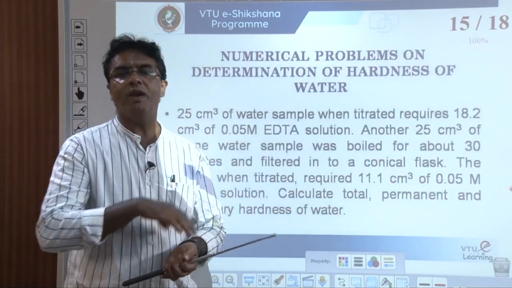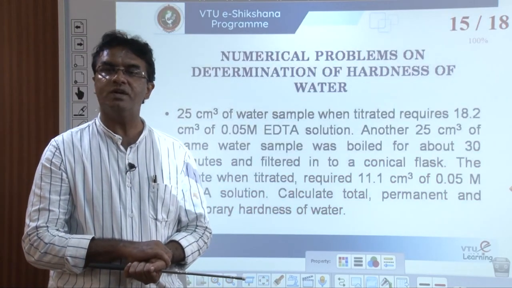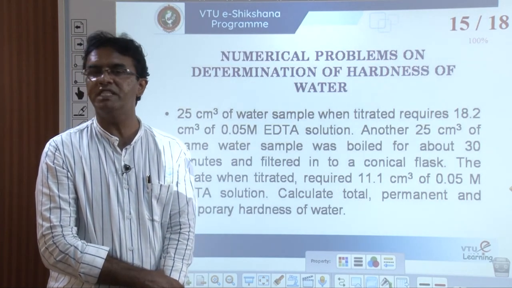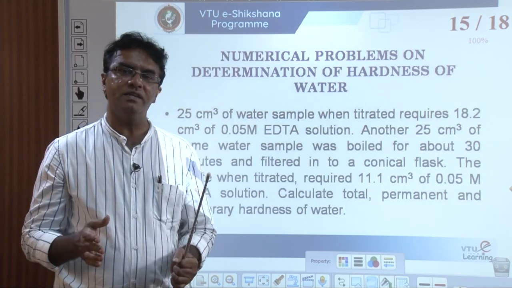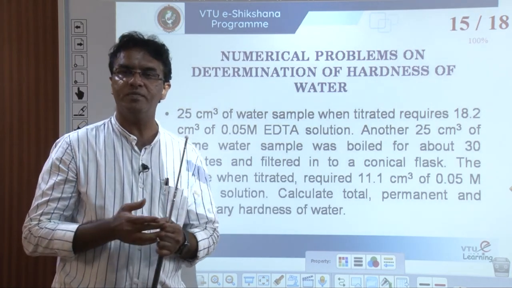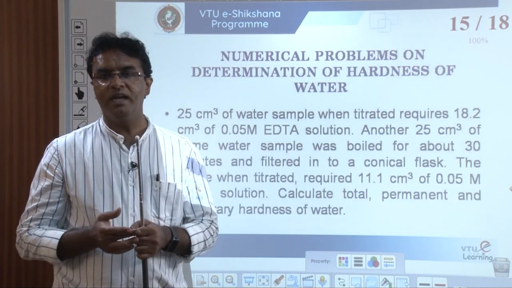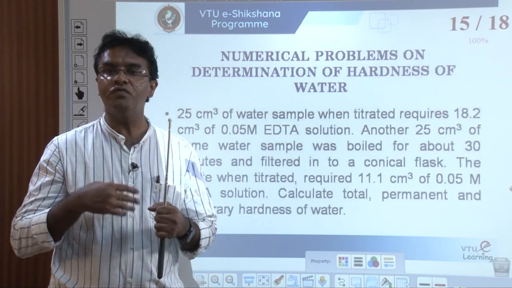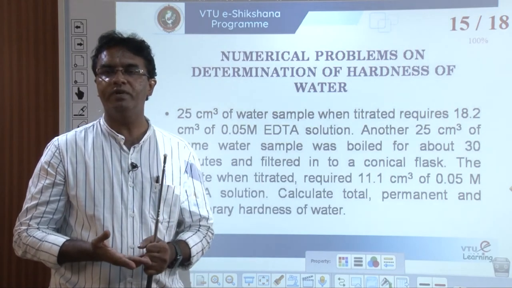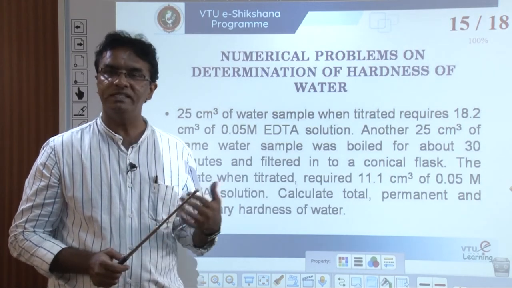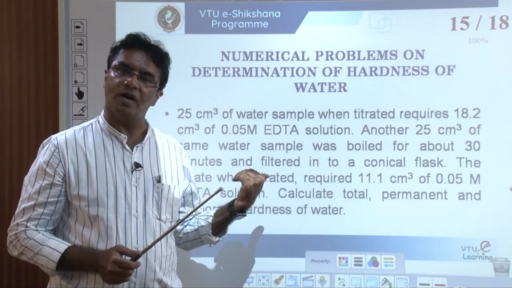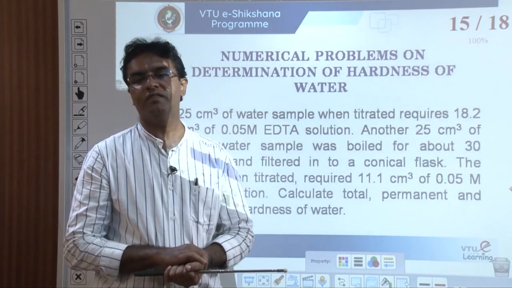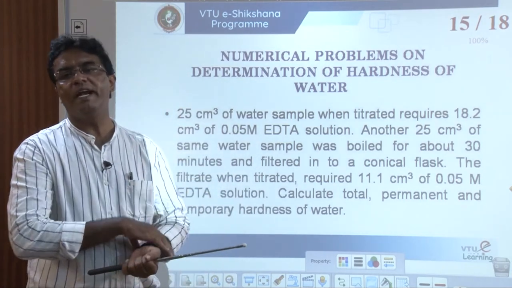So now we will see how to apply this concept in solving the problems on the hardness of the water sample. Very simple. Once we have understood what is hardness, what is total hardness, what is temporary hardness, what is the difference, and which ions are responsible for total hardness and permanent hardness, and how to find out the total, permanent and temporary hardness clearly, then we can easily solve the problems on the hardness of the water sample. That is, we can easily find out the hardness of any water sample if the required data is given.